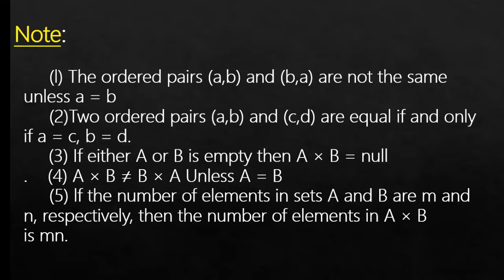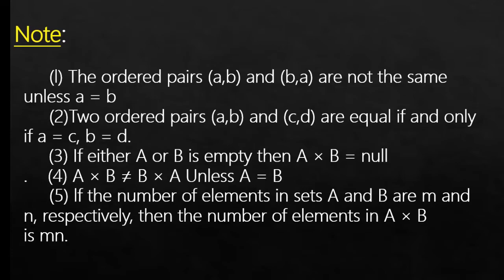But if B is a null set, so B has no element, it means that it can't be paired up with the elements of the set A. So it would also be a null set. So if either A is a null set or B is a null set, the Cartesian product would be a null set.